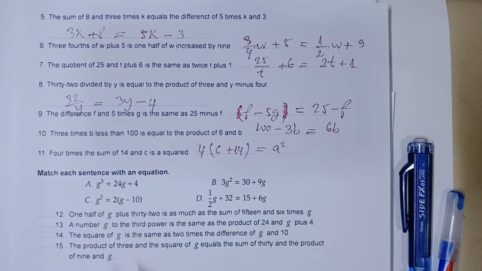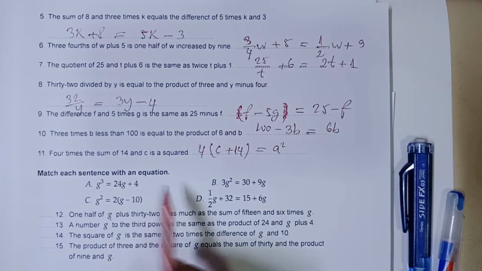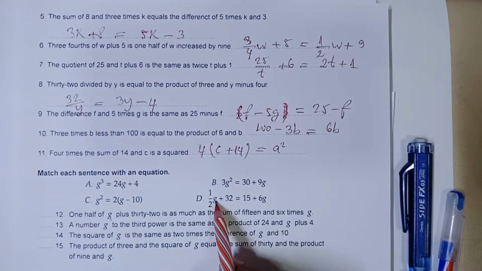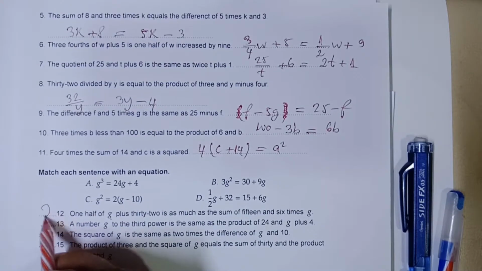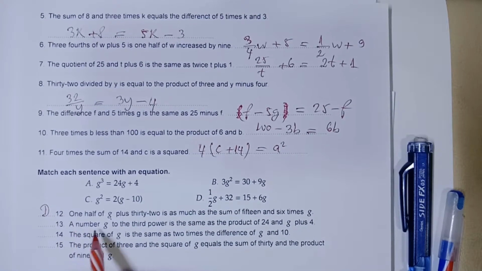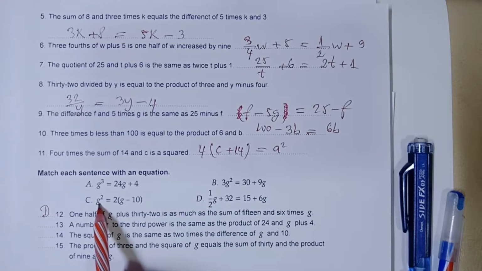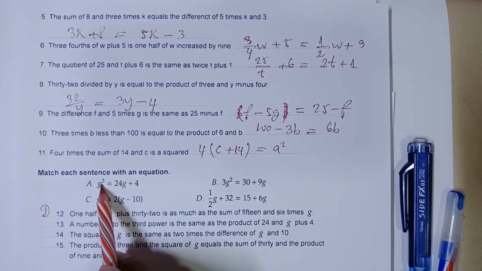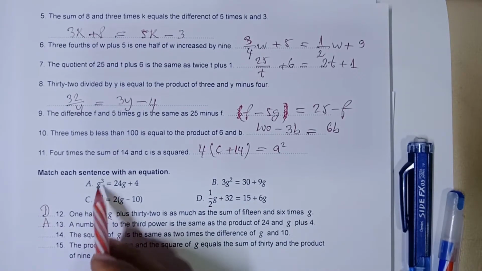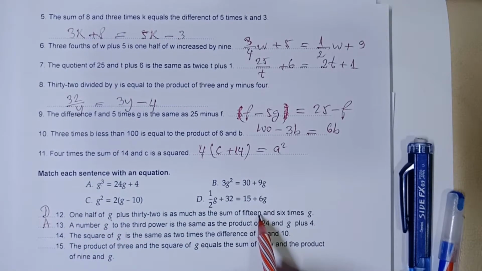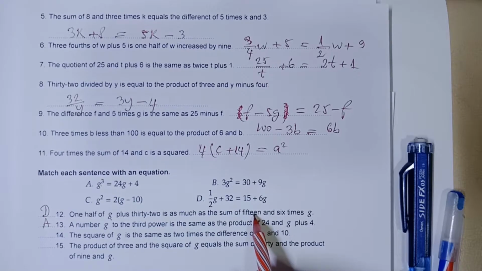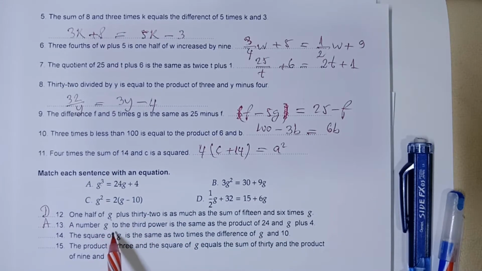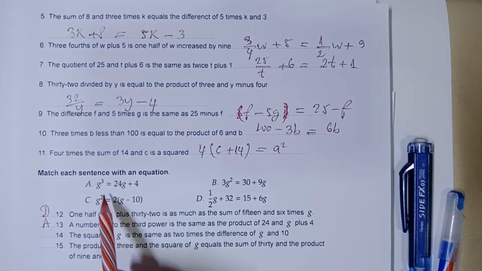Now for matching type, right, so number 12: 1 half of g plus 32, 1 half of g plus 32, so the first number 12 is d. A number g to the third power, right, this one, a. G to the third power, you don't need to read further since they give us a choice to make by matching, so you're just simply looking at the one which corresponds to the letter that you're dealing with.